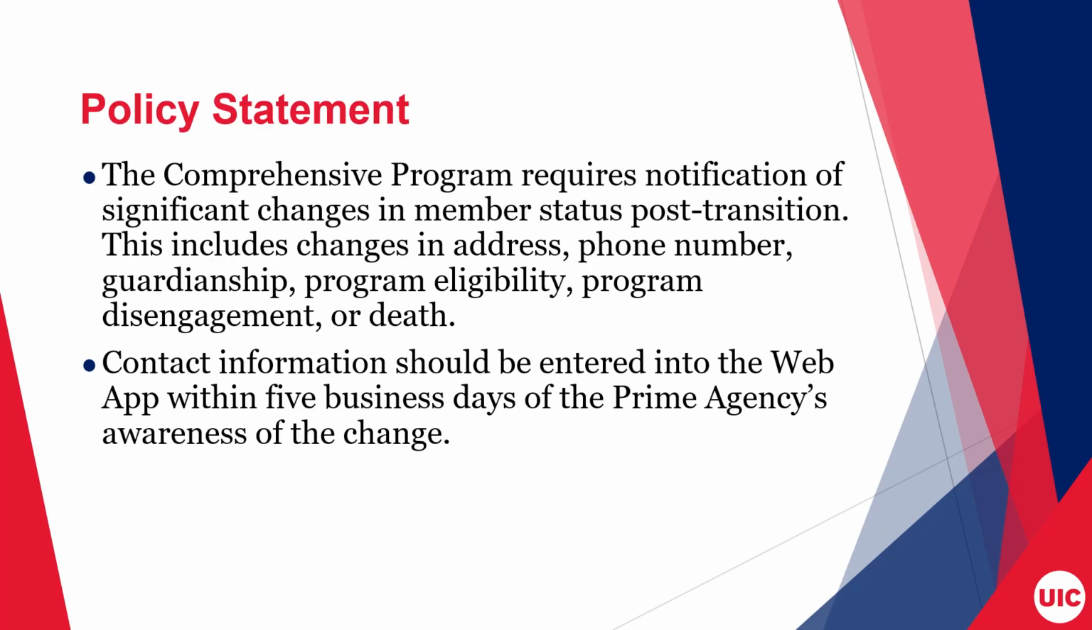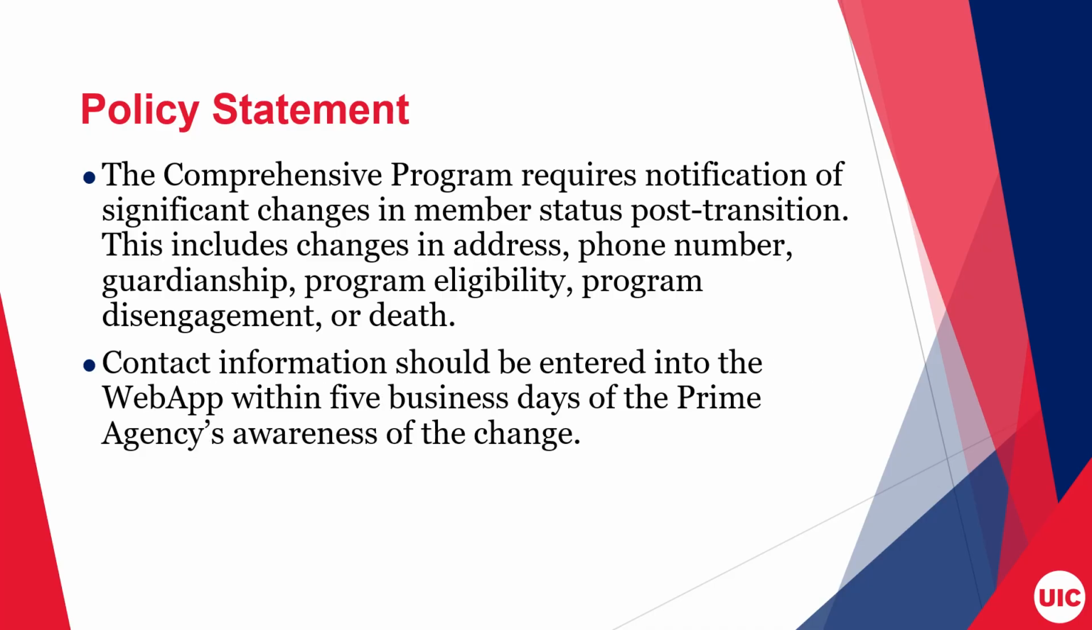Comprehensive program staff and UIC-CON must be kept up to date on significant changes in class member status after they move to the community. This includes changes in address and phone number, guardianship status, eligibility for the program, disengaging from the program, or the class member's death. If a class member has a change in address or phone number but is remaining in the CCMTP, update this contact information in the web app. Updated contact information should be entered into the web app within 5 business days of the prime agency becoming aware of the change.